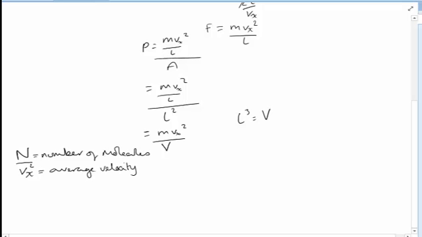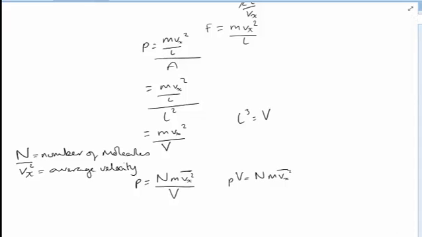So if we're then putting those numbers in, we get that the pressure is equal to N m Vx squared bar, for the average, divided by big V, or we can arrange that to be PV equals N m Vx squared bar. Okay, the next thing we need to consider is the fact that we've only been looking at one dimension so far, and in the real world we need to think about three-dimensional space.